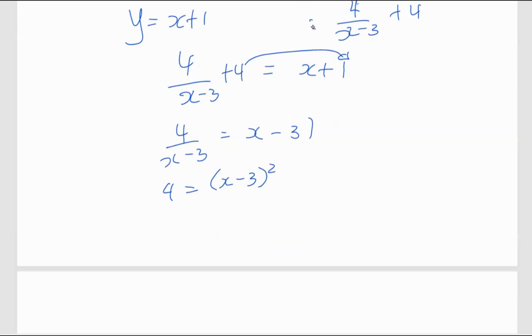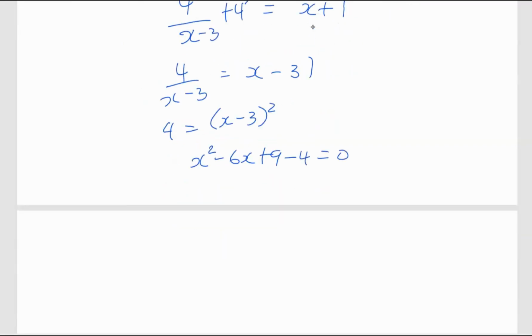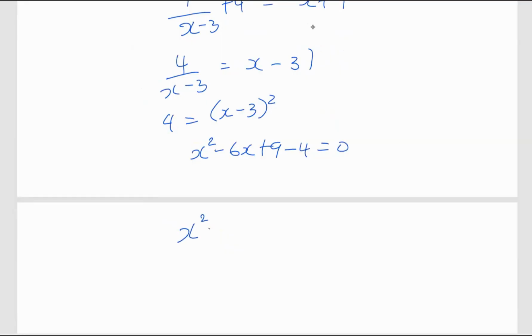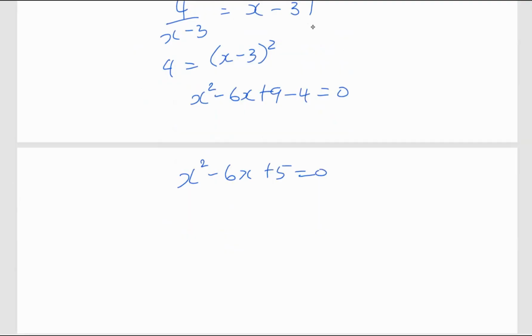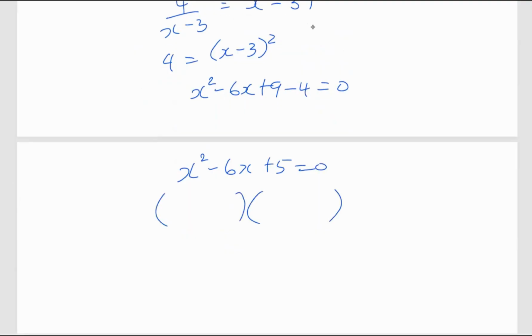Open it up and let's solve for x. So that's going to be x squared minus 6x plus 9. Remove the 4 that side to give us a 0. Meaning that x squared minus 6x plus 5 should be 0. Getting the factors of this, we're going to have x minus 5 and x minus 1 is equal to 0, meaning that x is either a 5 or x should be a 1.